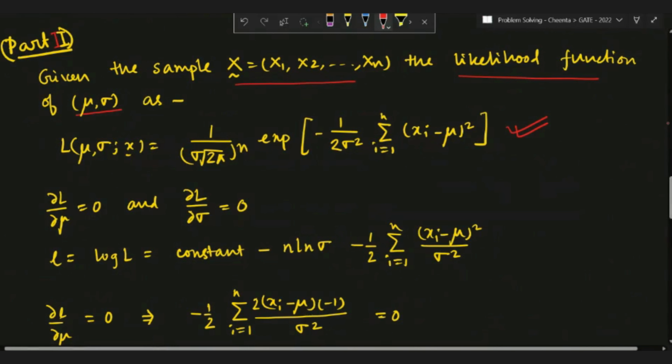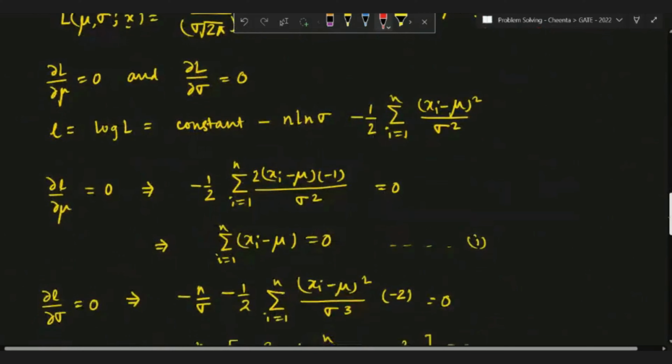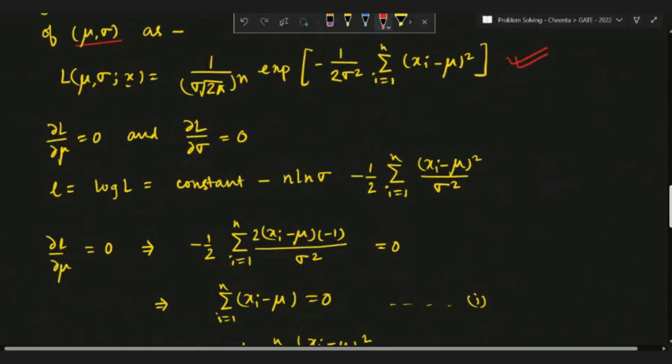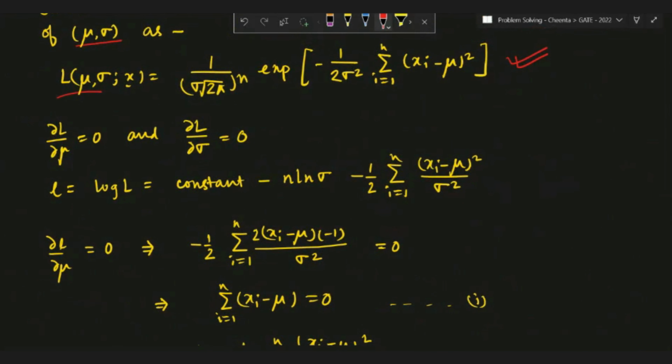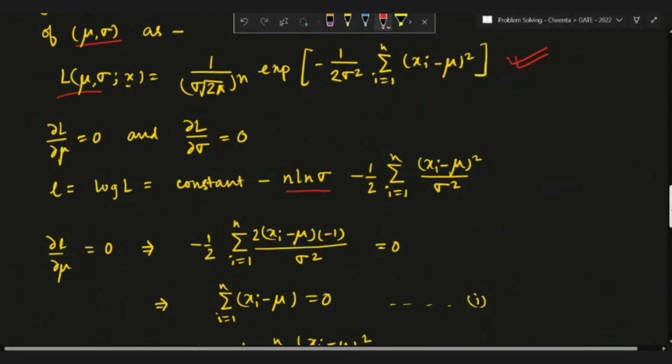By taking the derivatives, we can obtain the solutions of the extreme points, that is the point at which this function will be maximum or minimum. Let's see. So we can take del L by del mu equal to 0 and del L by del sigma equal to 0, and then get a solution. But a more sophisticated way would be to take the logarithm of the likelihood function. We denote it by small l, and that is coming out to be constant minus n ln sigma, where ln is log base e, minus half into summation i equal to 1 to n, (xi minus mu) whole square divided by sigma square.